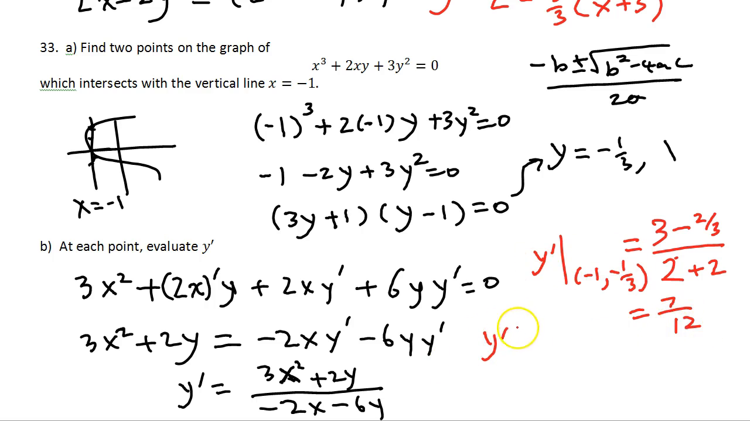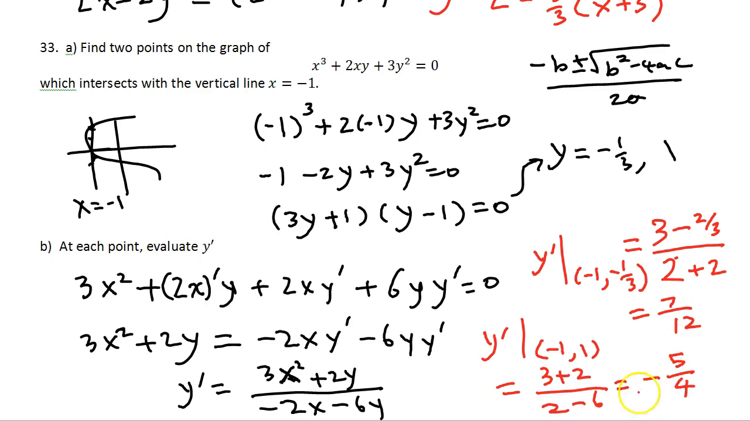And then y prime, when you evaluate at -1, 1, I plug in -1 here, still get 3 and 2. But if y is 2, I get +2. And then -6, so in that case I get -5/4. Okay, so those are the two answers, 7/12 and -5/4.